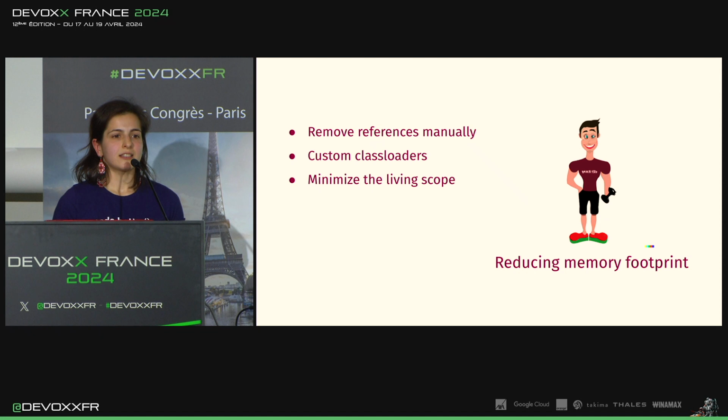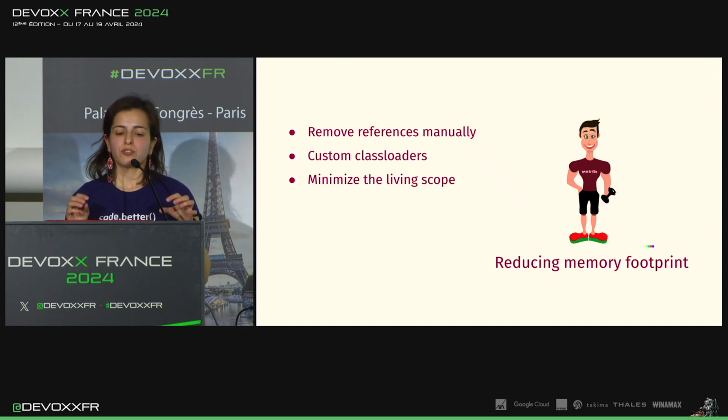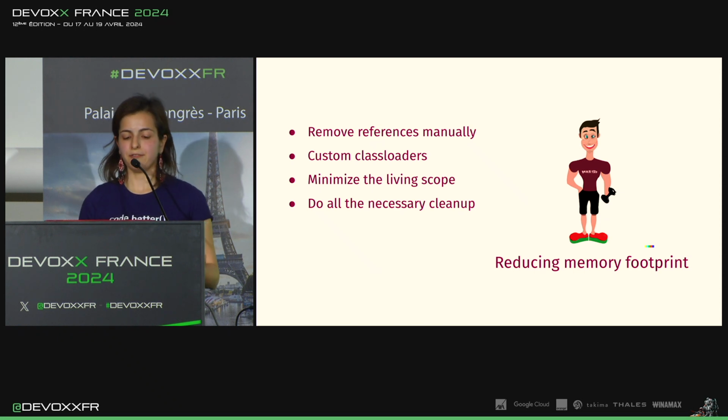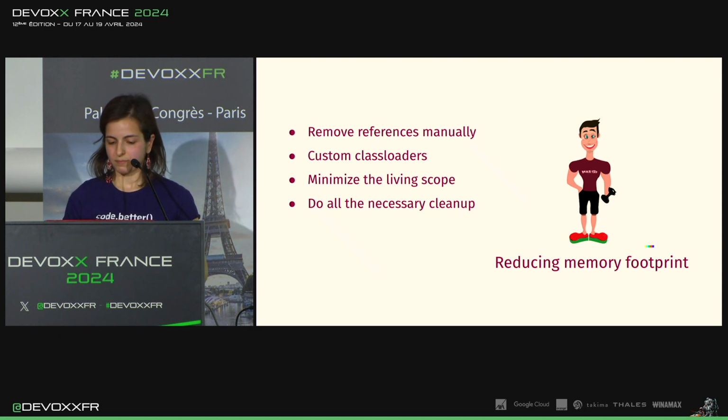Another point is to minimize the living scope. Keep the mindset that your object should be as short-living as possible. Prefer something local rather than something static or global. This will help the garbage collector to reduce your memory footprint. And do all the necessary cleanup. If you have to keep some cache or other stuff, don't forget to clean it up when you don't need it.